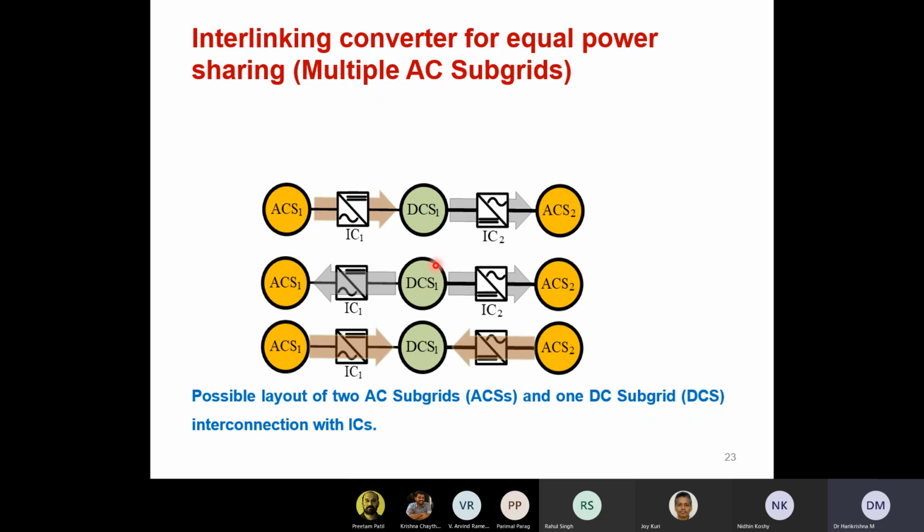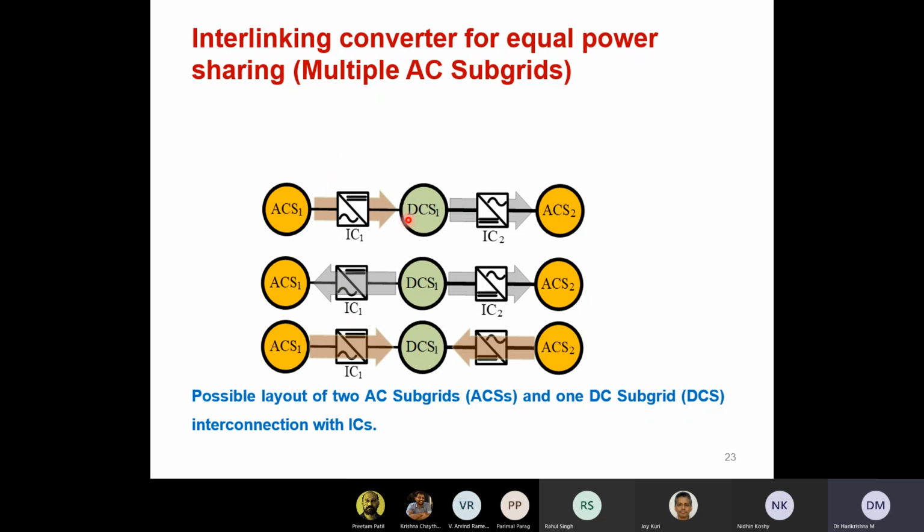I made an analysis of how many scenarios it can generate. It can provide 3 scenarios in the presence of 2 AC subgrids and 1 DC subgrid. The purpose of the interlinking converter is to help provide power from an AC subgrid to a DC subgrid, and similarly from a DC subgrid to an AC subgrid. For the time being, I'm not discussing control and protection issues much.